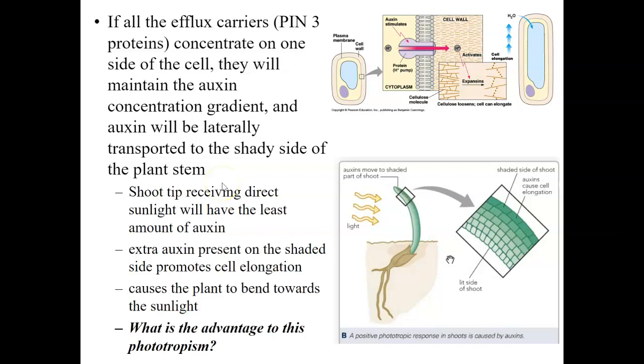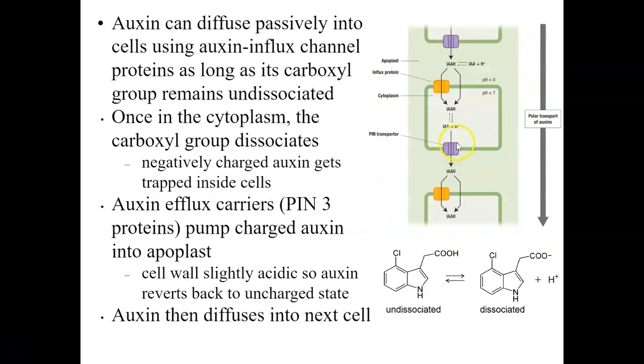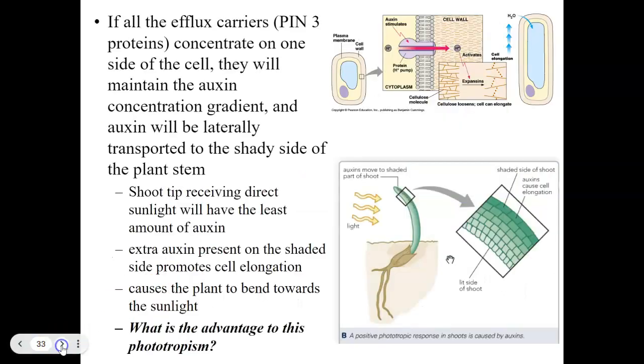If all the auxin efflux carriers, so all the PIN3 proteins, concentrate on one side of the cell specifically, so if we go back a slide, right? You can see they're all on this bottom side of the cell. So if they keep going to one side of the cell specifically, we can keep transporting auxin from cell to cell to cell and maintaining an auxin concentration gradient.